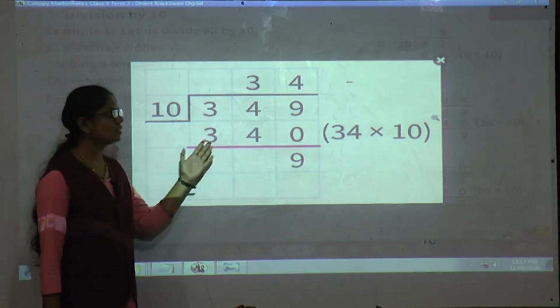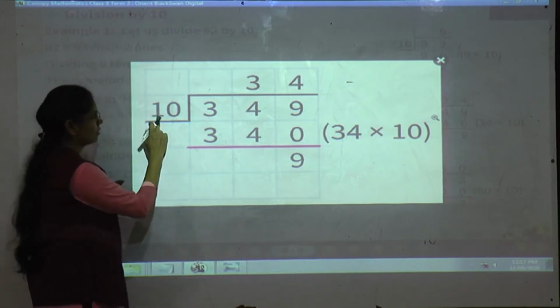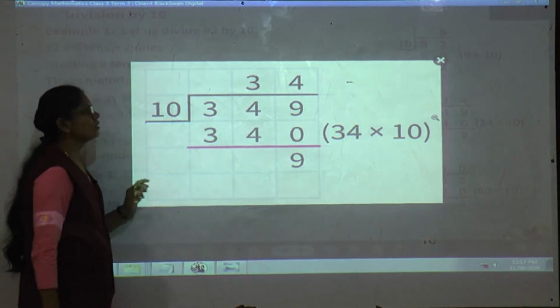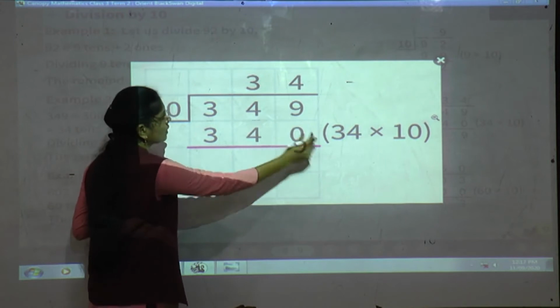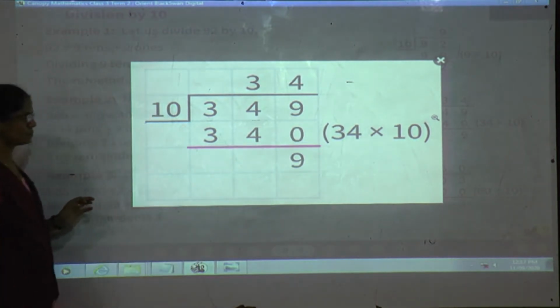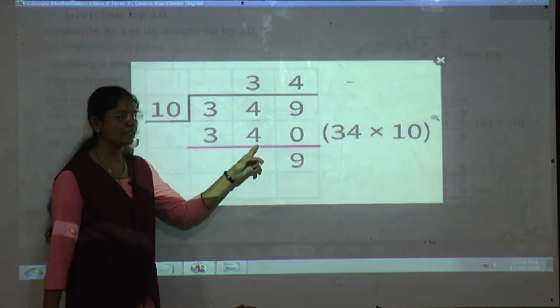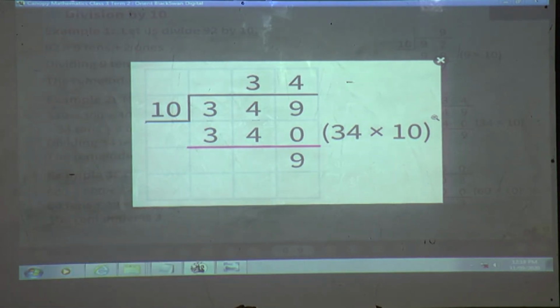Or else here one more method is there. See the second method. 349. Now 34 into 10 we have to do. See, this 34 into 10 means 340. Then 349 minus 340, you will get the remainder 9 and the quotient 34.